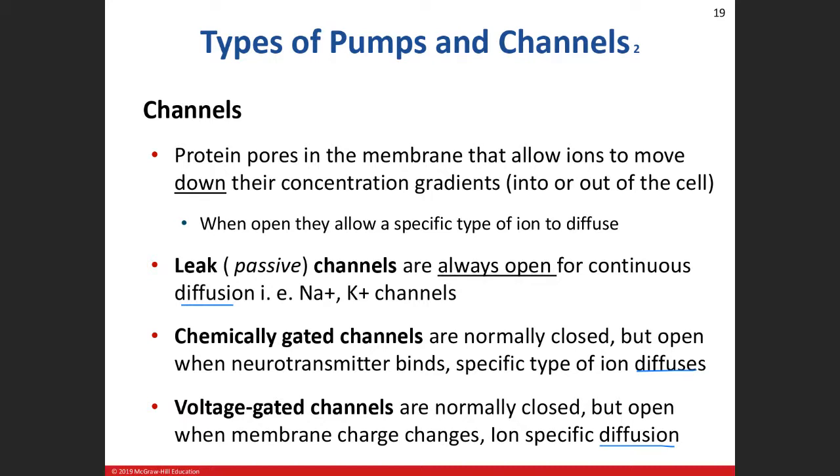So in order for us to open them up, when we're talking about a chemically gated channel, we need a neurotransmitter, some sort of chemical. That neurotransmitter will open up that gate, and then that ion can now diffuse down its concentration gradient. For voltage-gated channels, we're going to need a change in the electrical charge of the plasma membrane. And when that occurs, same situation. That'll open up the gate, and then an ion can diffuse down its concentration gradient. So the diffusion applies to all of these channels.